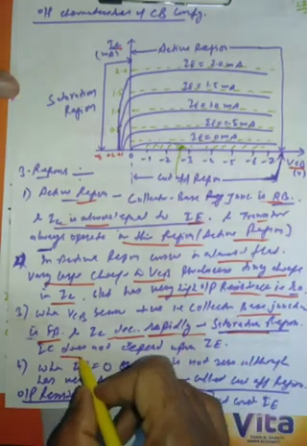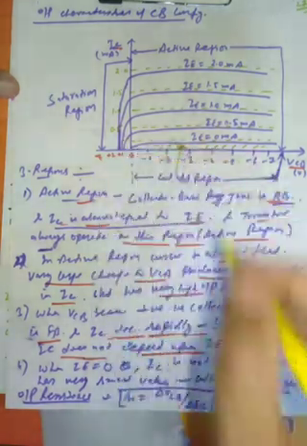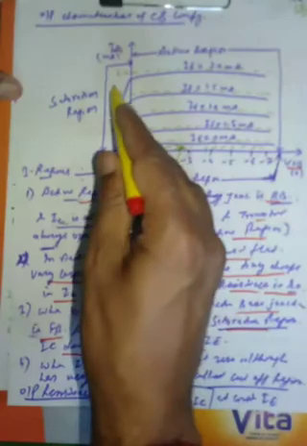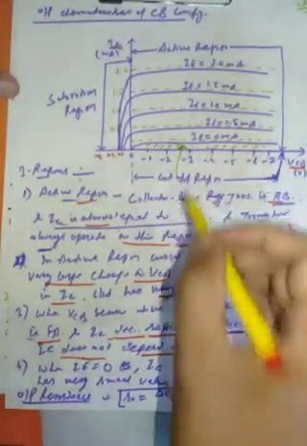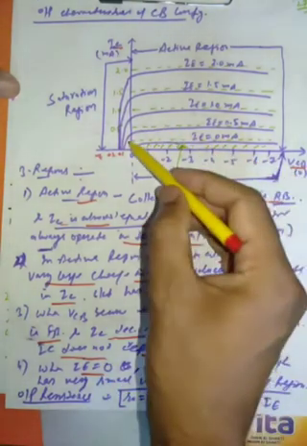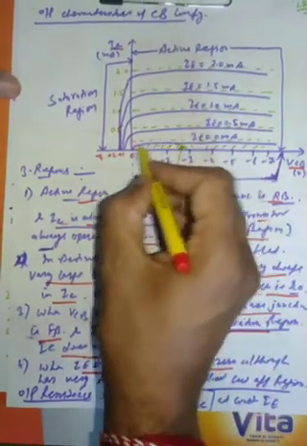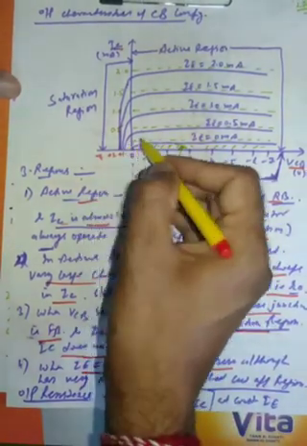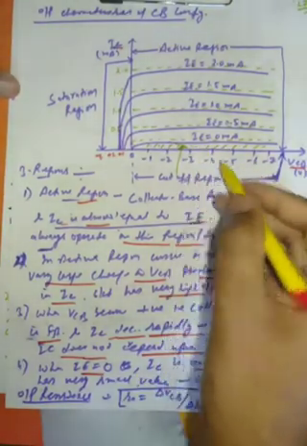And the collector current does not depend upon the emitter current in the saturation region. When the emitter current is 0, IC is not exactly 0, it has a very small value, approximately 0.1 or 0.2, and this region is known as the cutoff region.